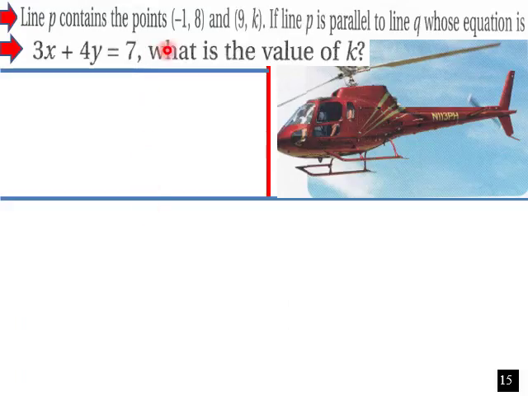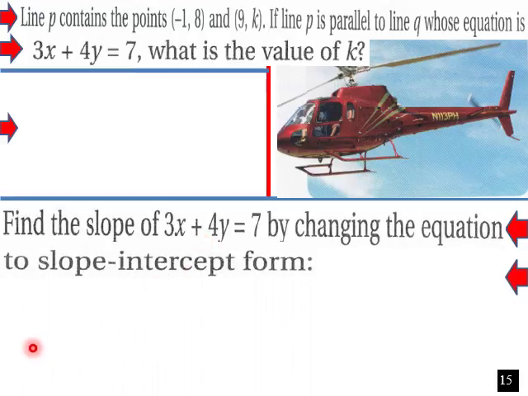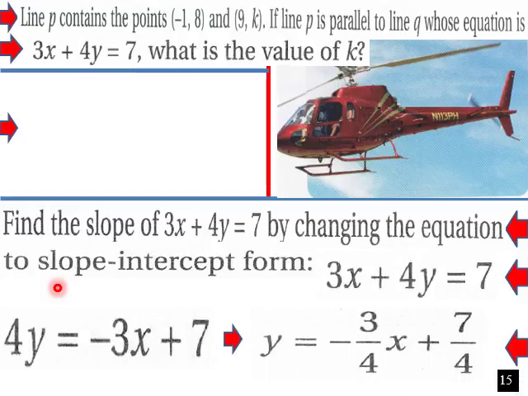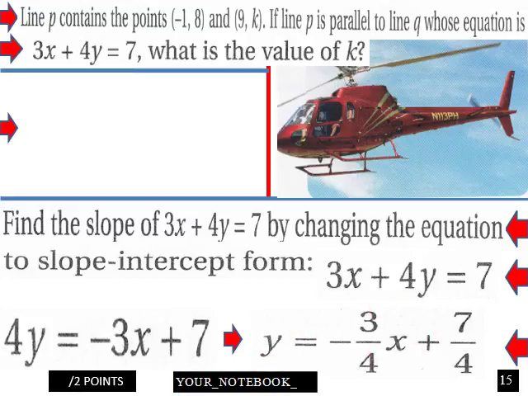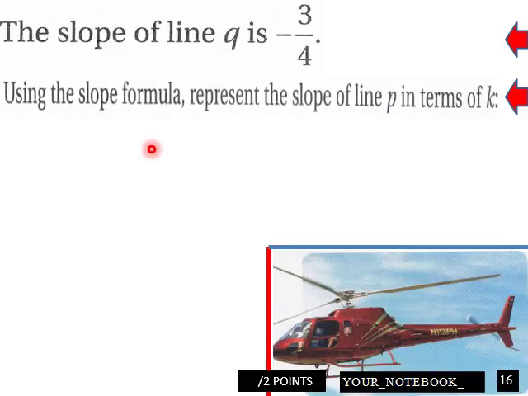Line P contains the points (negative 1, 8) and (9, k). If line P is parallel to line Q, whose equation is 3x plus 4y equals 7, what is the value of k? Find the slope of 3x plus 4y equals 7 by changing the equation to slope-intercept form. So we get this here. Here's our slope-intercept form. So slope of line Q will be negative 3 over 4.